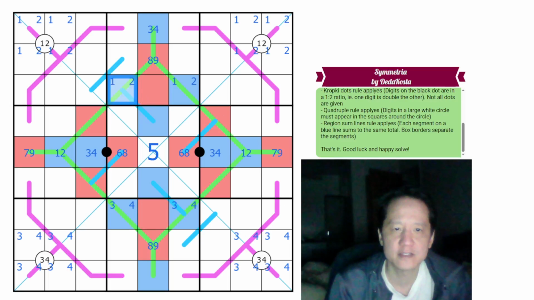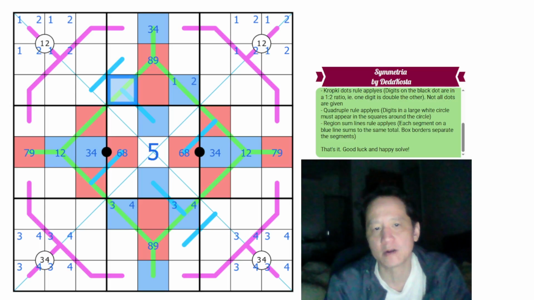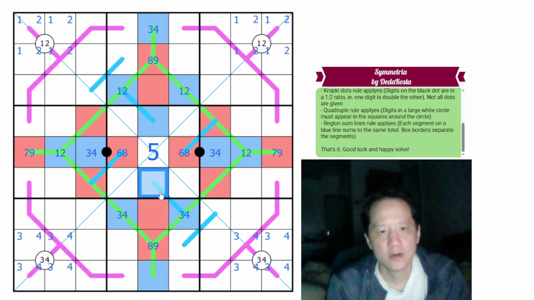Therefore, this has to be a 1, 2, 1, 2 pair here. So this is 1 and 2. This is 1 or 2. This has to be a 3, 4, 3, 4 pair here, which means this is a 3 or 4.